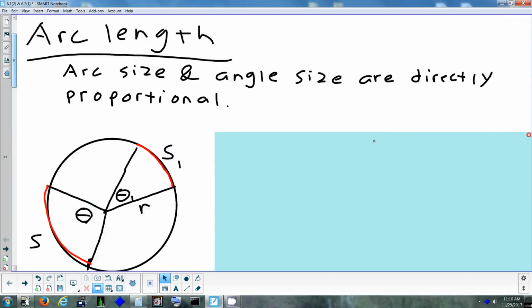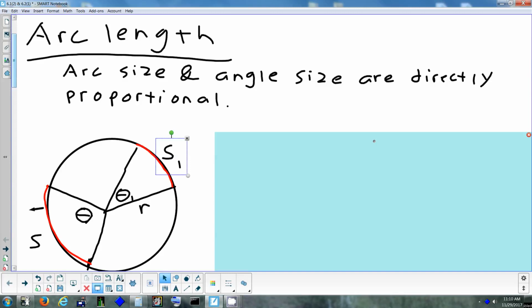That means if you have a circle, and inside that circle you draw an angle. Okay, I have two angles. I'll talk about why I have two in a second. But if you draw an angle and you make the angle twice as big, you make the arc twice as big. If you make the angle half as big, you would make the arc in red half as big. So there's a connection between theta 1 and S1. I'm not saying they're the same. I'm just saying if you double the size of one, you double the size of the other.